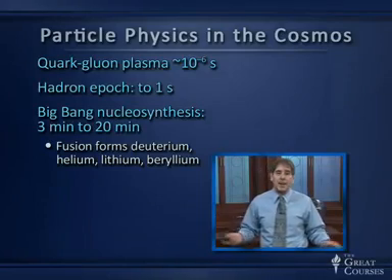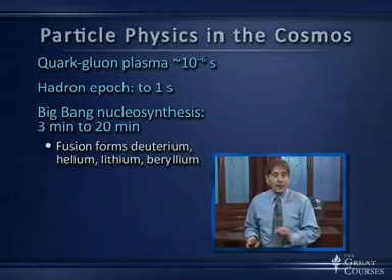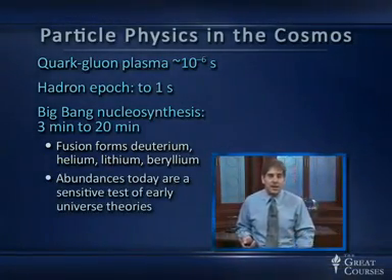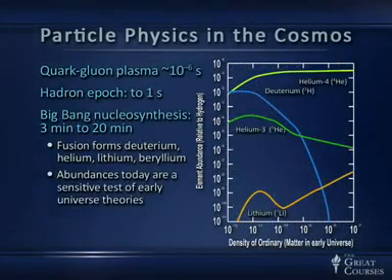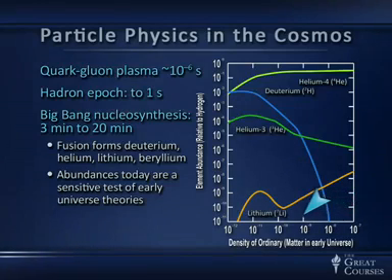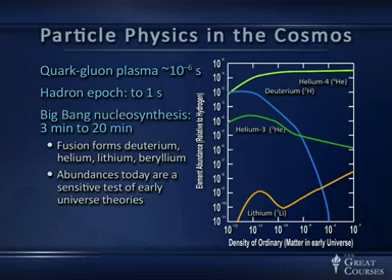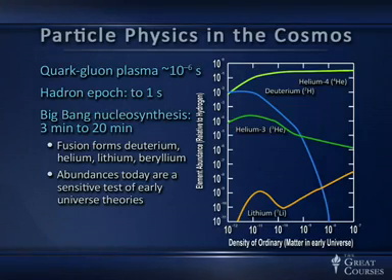All the rest of the elements that make us up and other things up were formed in stars by nuclear fusion. But the Big Bang formed these things, and the abundances of these elements are very sensitive tests of early universe theories. Here I've got a graph that shows the density of matter on the horizontal axis relative to photons, and the abundance of these four elements: deuterium, the heavy isotope of hydrogen that we talked about in the nuclear physics lectures, helium, lithium, and beryllium. Those abundances are extremely sensitive to the density of matter in the universe.